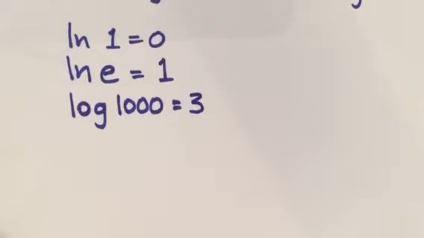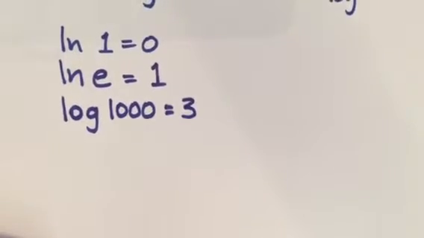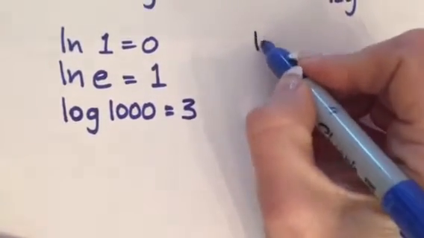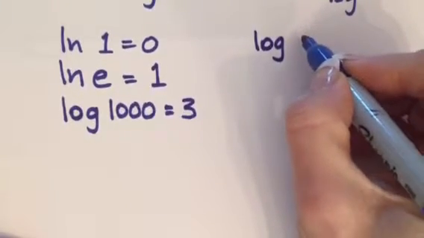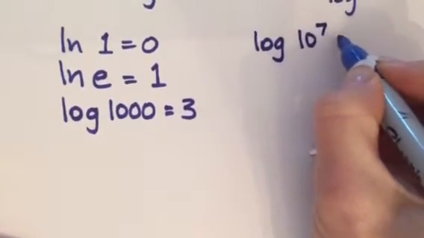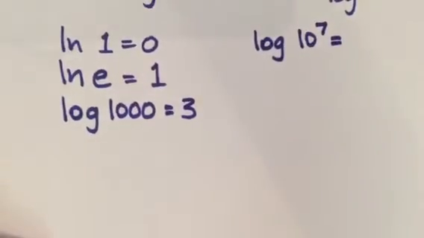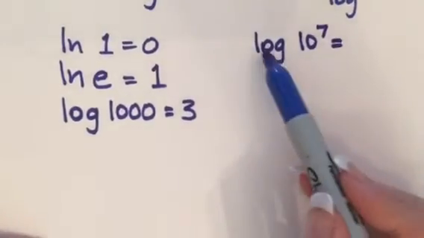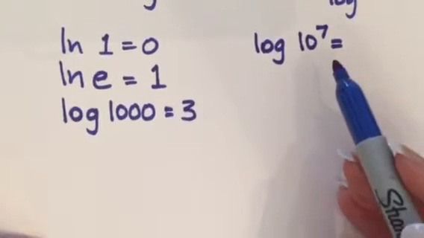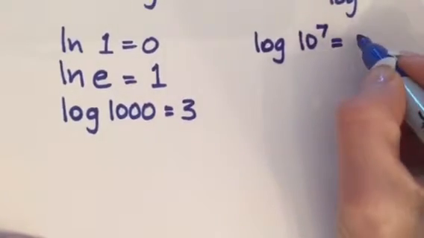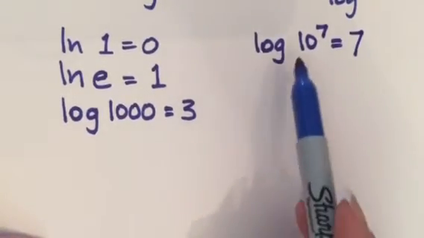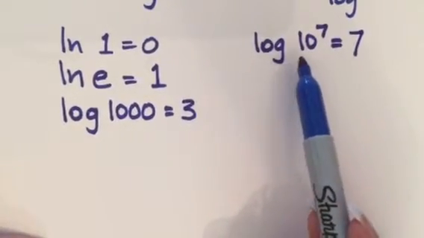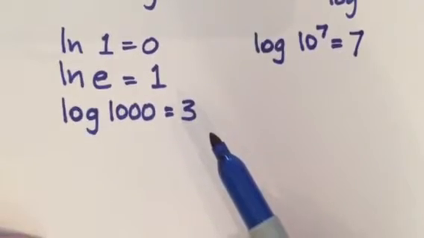Now let's look at some things that are a little more complicated, but you can handle them. How about this? Log of 10 to the 7th power. What is this equivalent to? Well, this is the same as log base 10 of 10 to the 7th. And remember, when we do that, the bases cancel out because the bases are the same, and we're left with just the exponent.